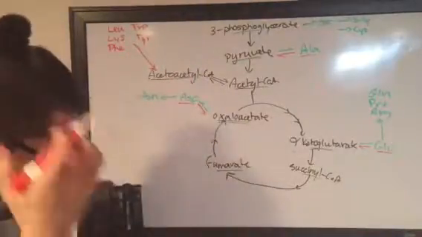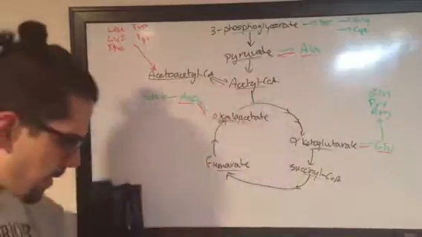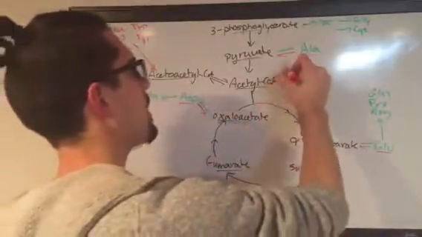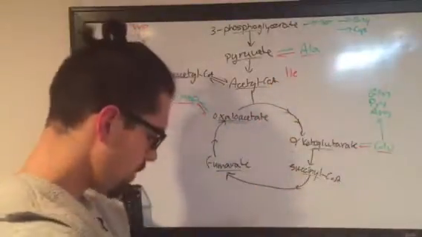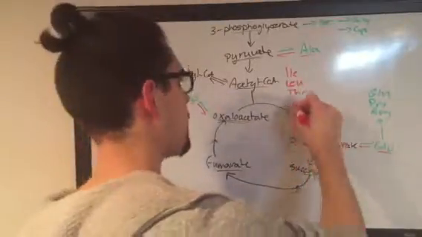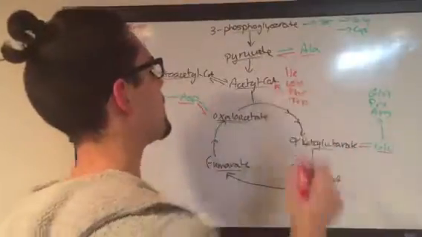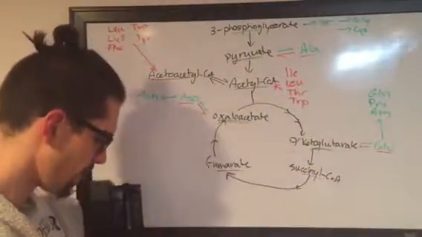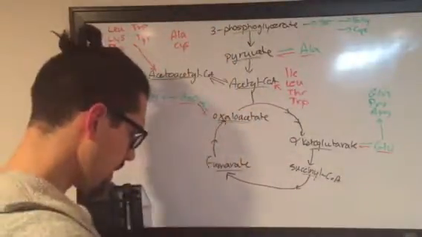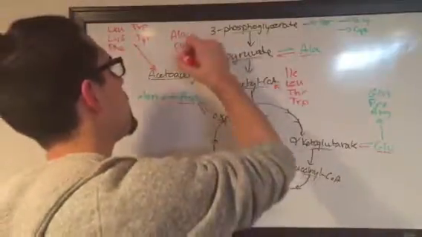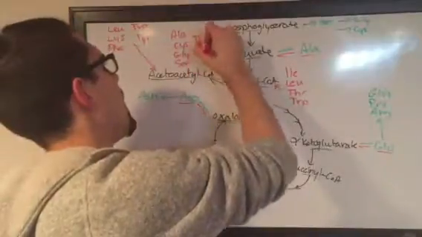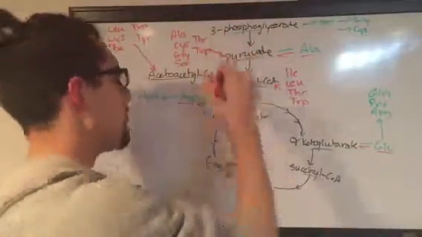Those go into acetyl-CoA. Forming acetyl-CoA, we have isoleucine, ILE. We've got leucine, threonine, and tryptophan, TRP. These will all form acetyl-CoA. Forming pyruvate, we've got alanine, cysteine, glycine, serine, threonine, tryptophan. These will all form pyruvate.